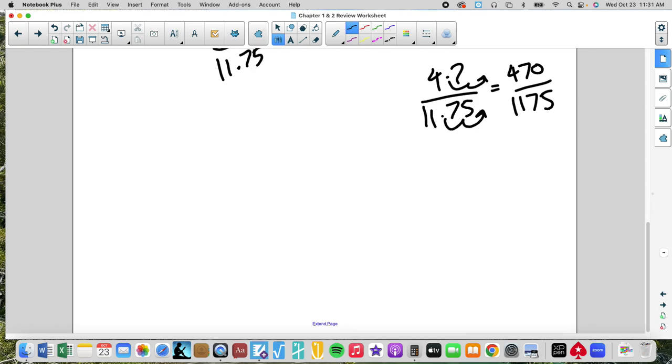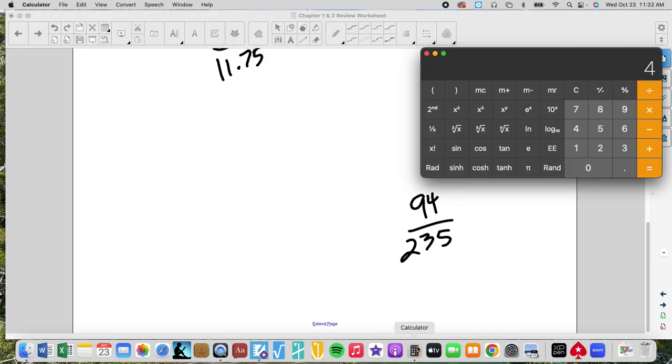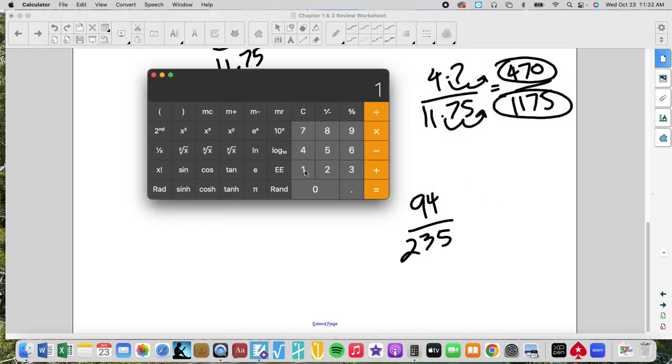Well, 5 goes into both of those. So 470 divided by 5 is 94. I'm going to divide this by 5 now. Let's check it out. 1175 divided by 5 gives me 235. Yay. All right. Now, 235 and 94.